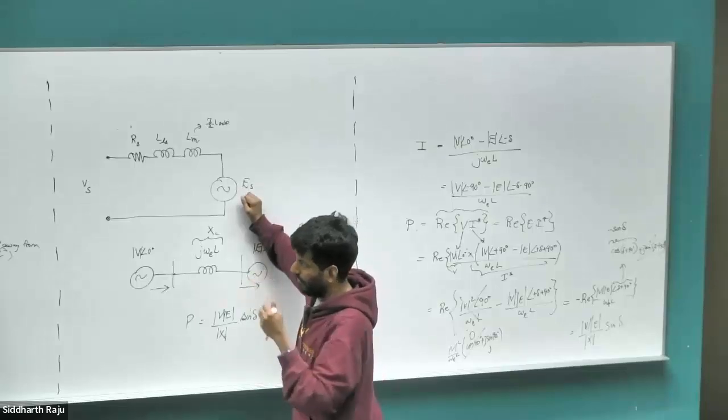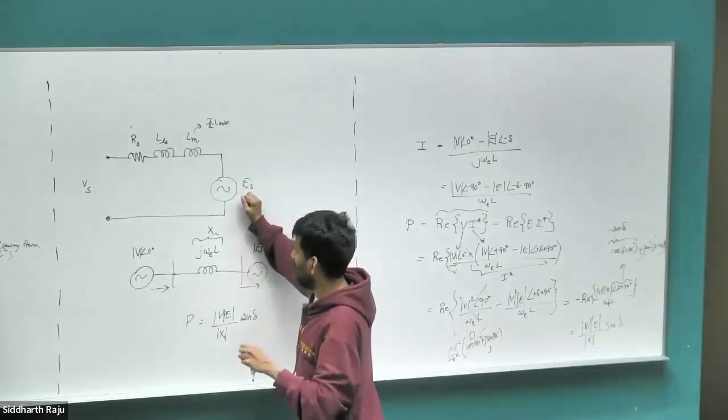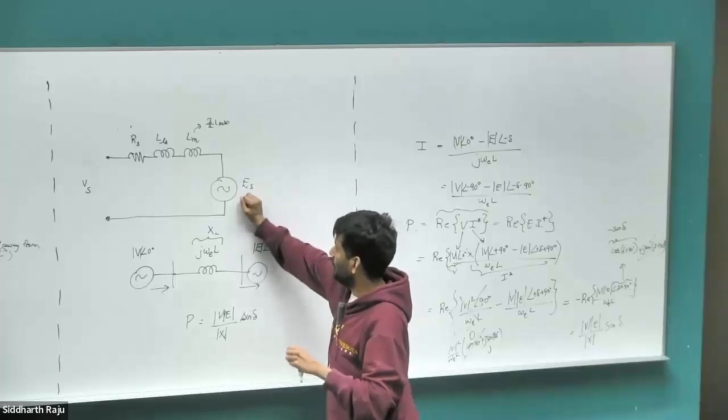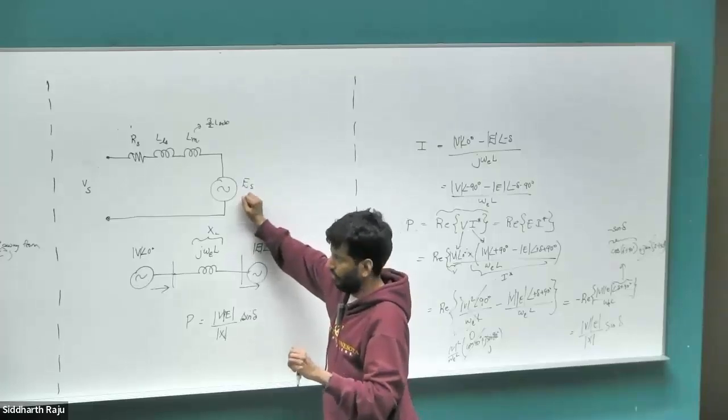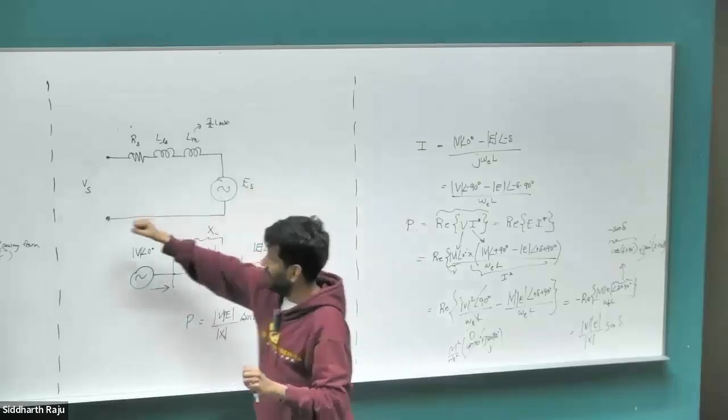Because I have put the derivation in the notes, I will write the equation again this time when we do the model. But the back EMF is also fixed, given a rotor speed. So this term's magnitude is fixed, and this term's magnitude is fixed.